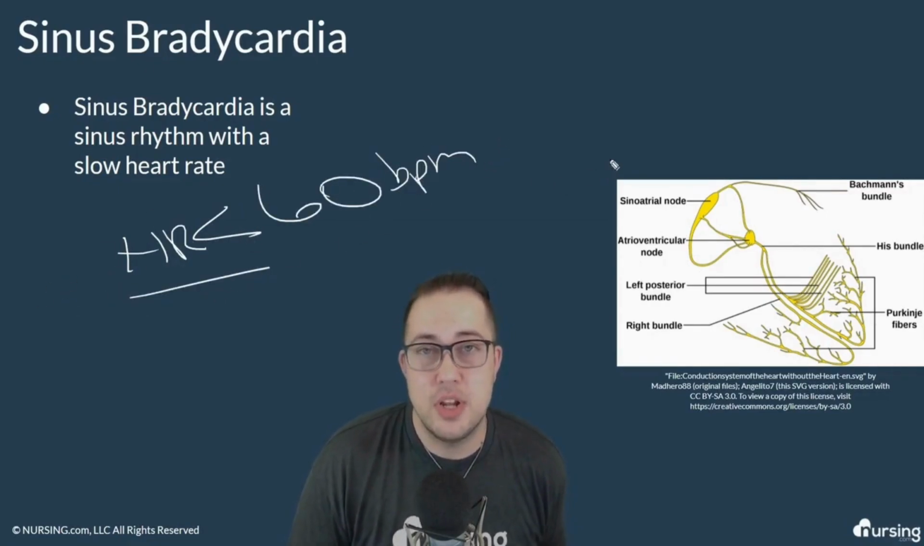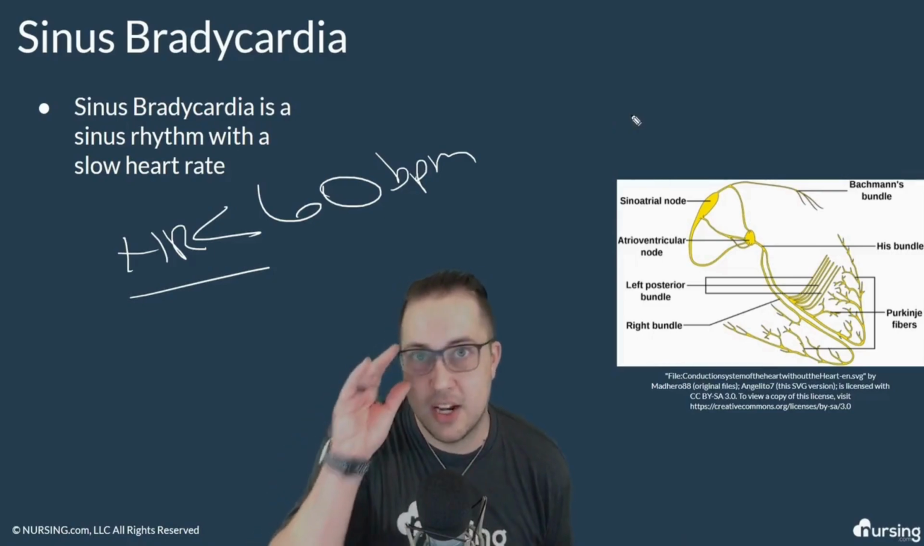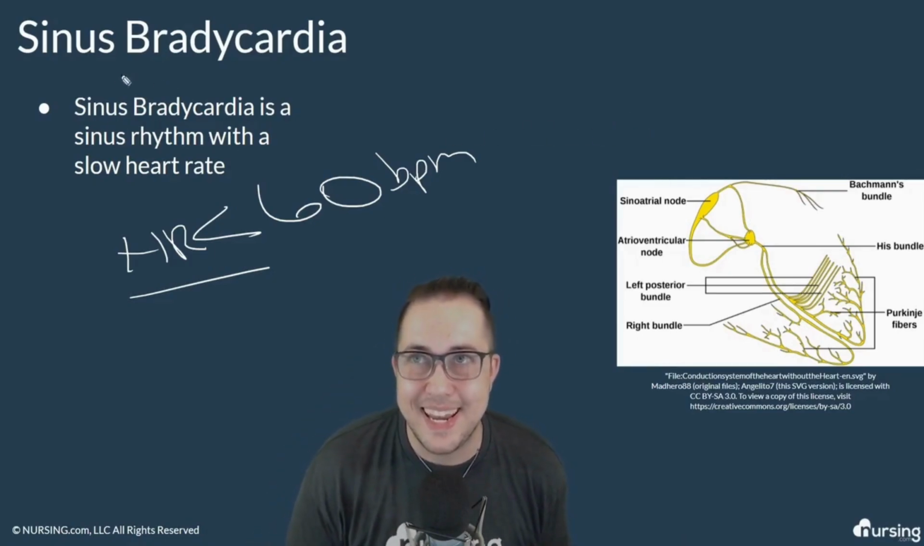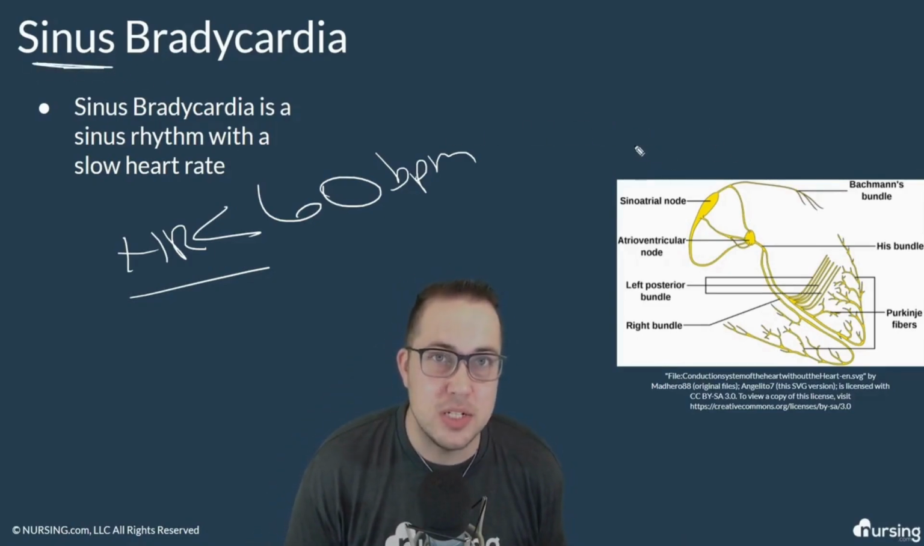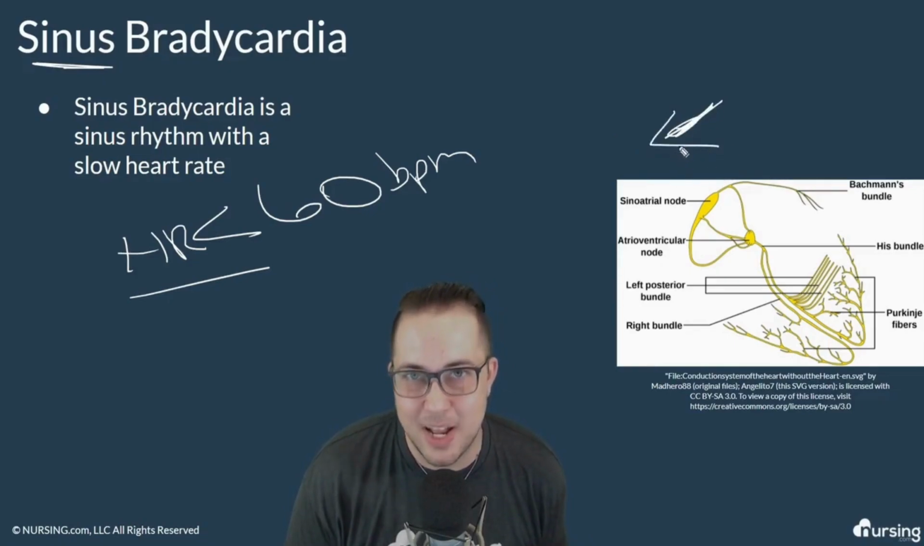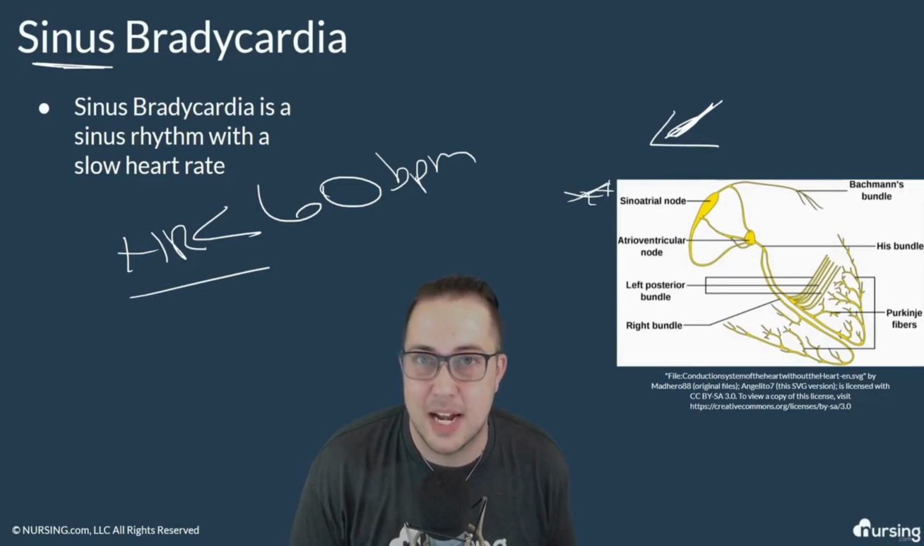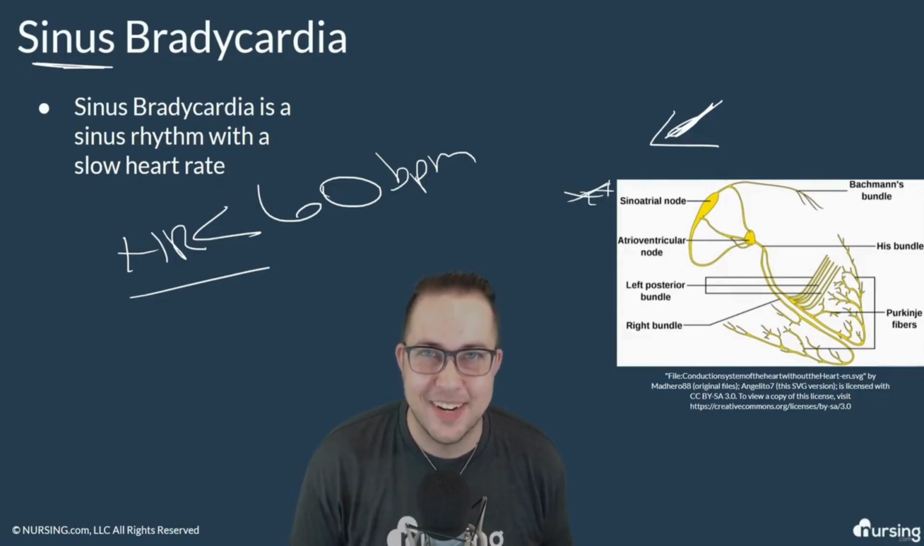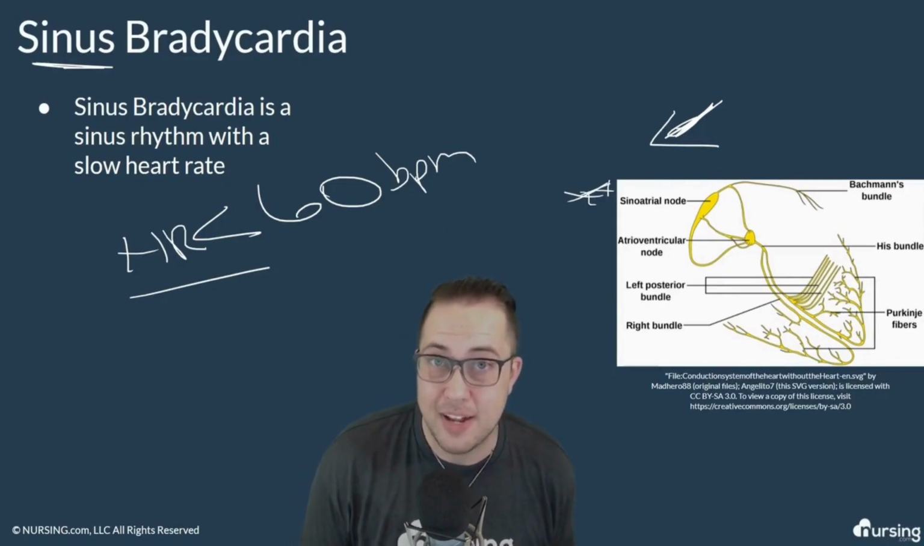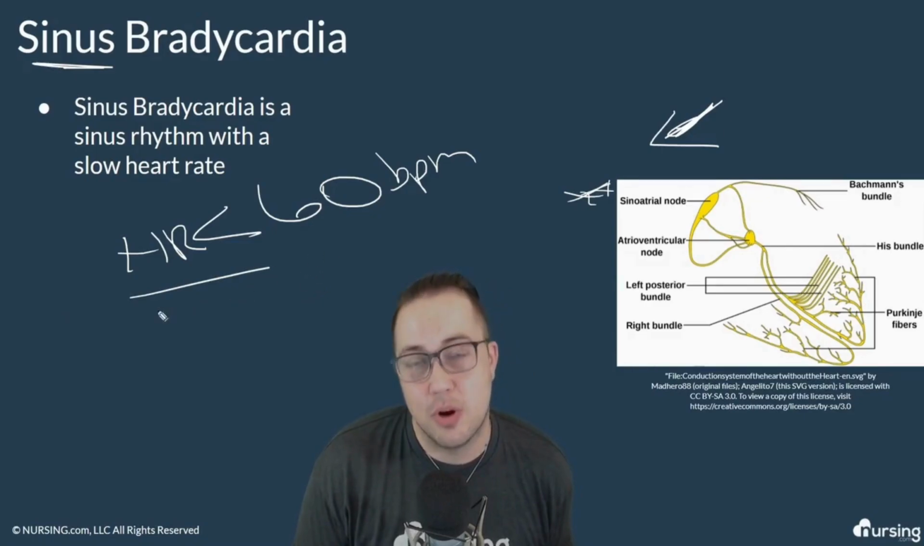Now, it's important to know that sinus bradycardia, just like normal sinus rhythm, is indeed a sinus rhythm because the electrical impulse actually begins in that SA node, in that sinoatrial node. So, therefore, we have a sinus rhythm. But again, the main differentiator between normal sinus rhythm and sinus bradycardia is that we have this slower heart rate.